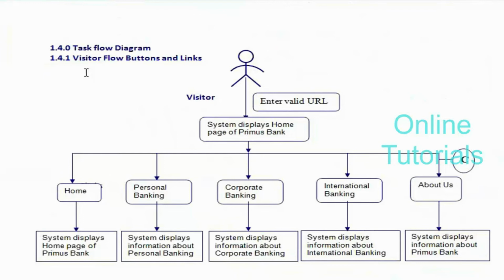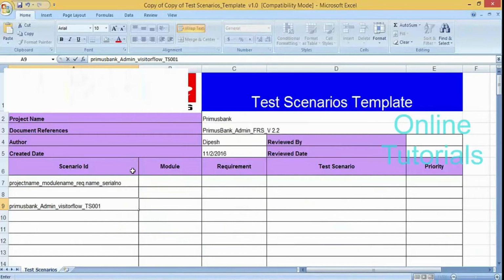For which module are we working here? What are the requirements you are seeing in this document? The total document is related to the admin module. All the requirements come under the admin module. That's why you have to give the name as admin. Then underscore requirement name. What is the requirement name here? Visitor flow, right? In short, I am writing visitor flow, underscore, serial number. TS001 I am writing. TS is nothing but test scenario.